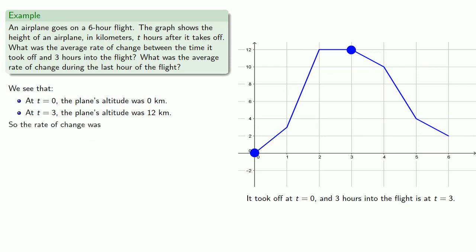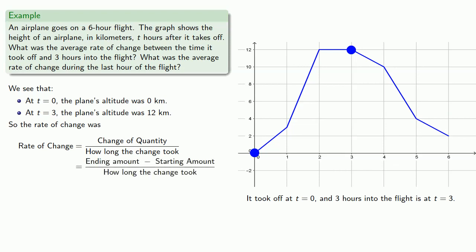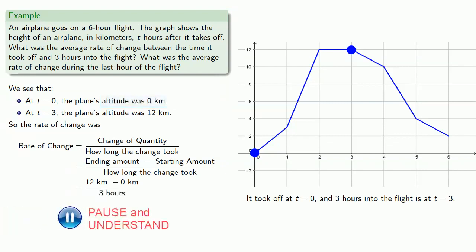And so the rate of change is the change in quantity divided by how long the change took. Remember, the change in quantity is the ending amount minus the starting amount. We ended at 12 kilometers and we started at 0 kilometers. That change took 3 hours. And so our rate of change, 12 kilometers divided by 3 hours, or 4 kilometers per hour.